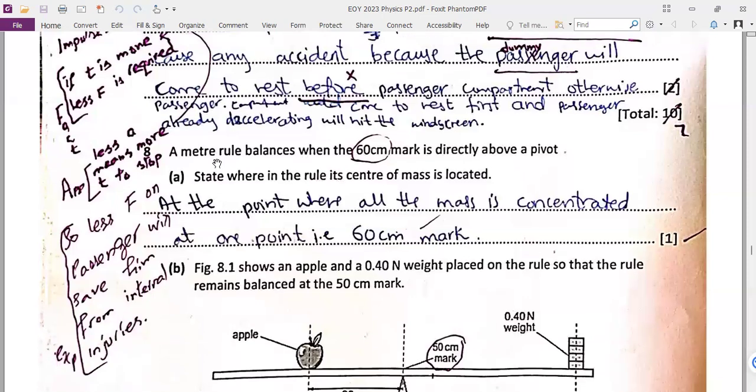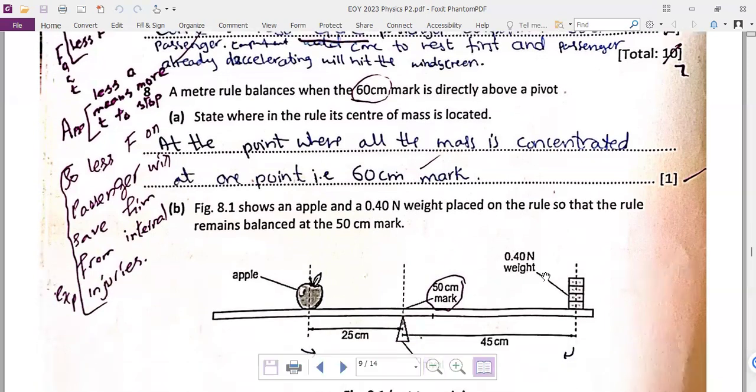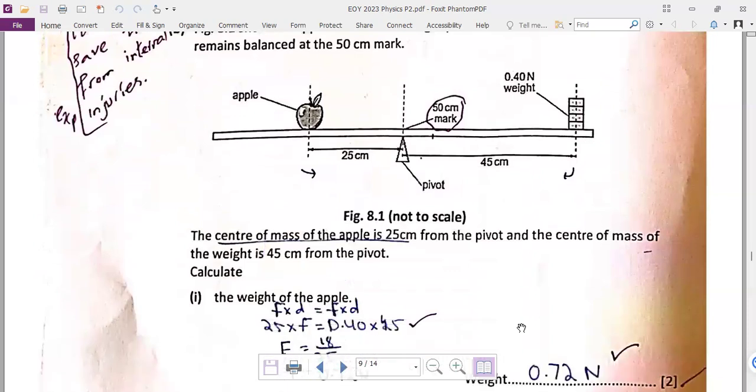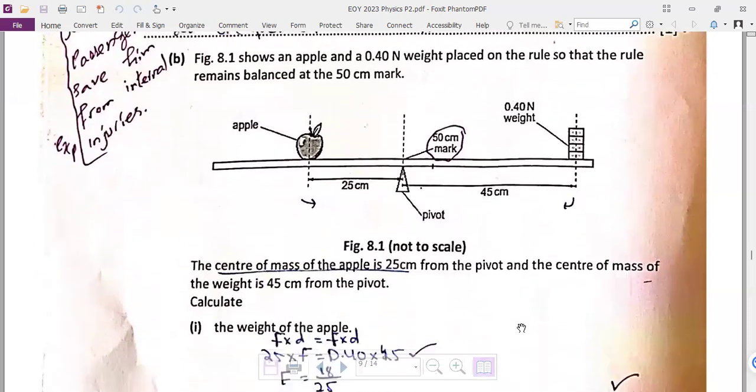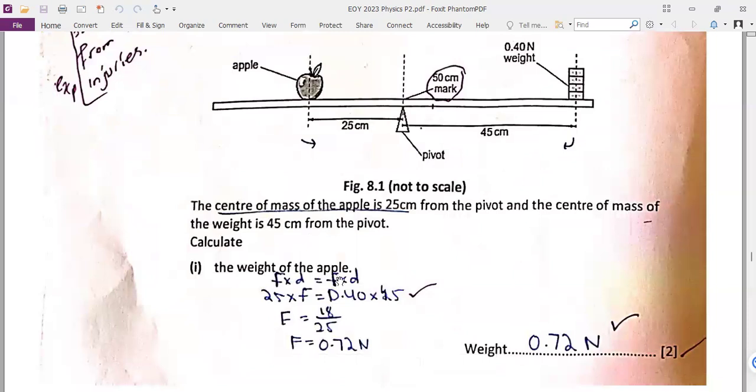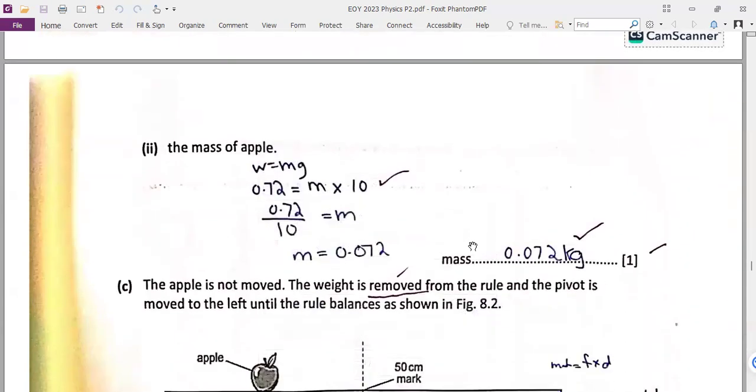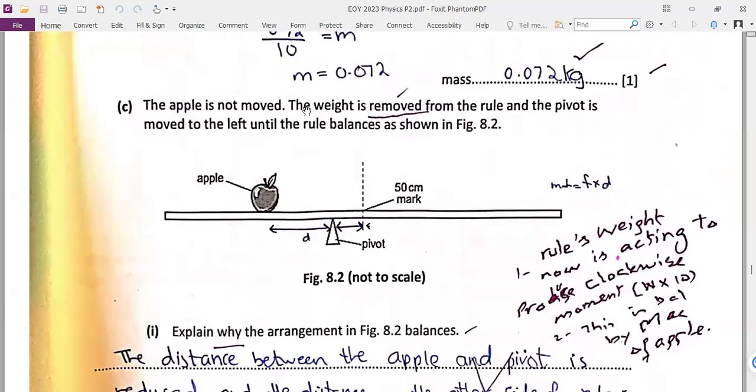A meter rule balances. This is the next question, question number 8. The meter rule balances at 60 centimeters. In the diagram, everything is shown. You're asked to calculate the weight using this diagram. So you calculate the clockwise and anti-clockwise moments. This will give you the force on the left side, and that force will be the weight of the apple, 0.72 Newton. The mass of the apple, just divide by 10.